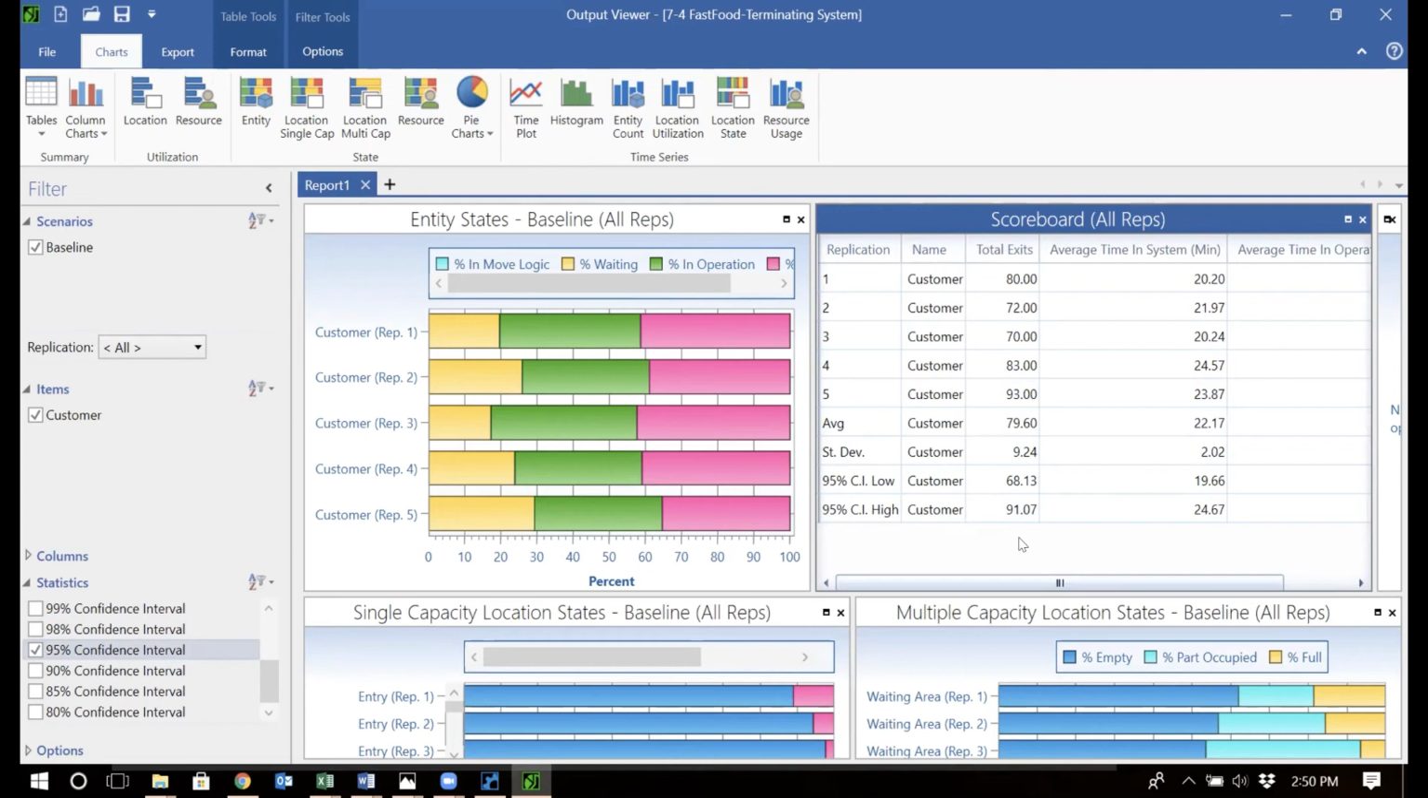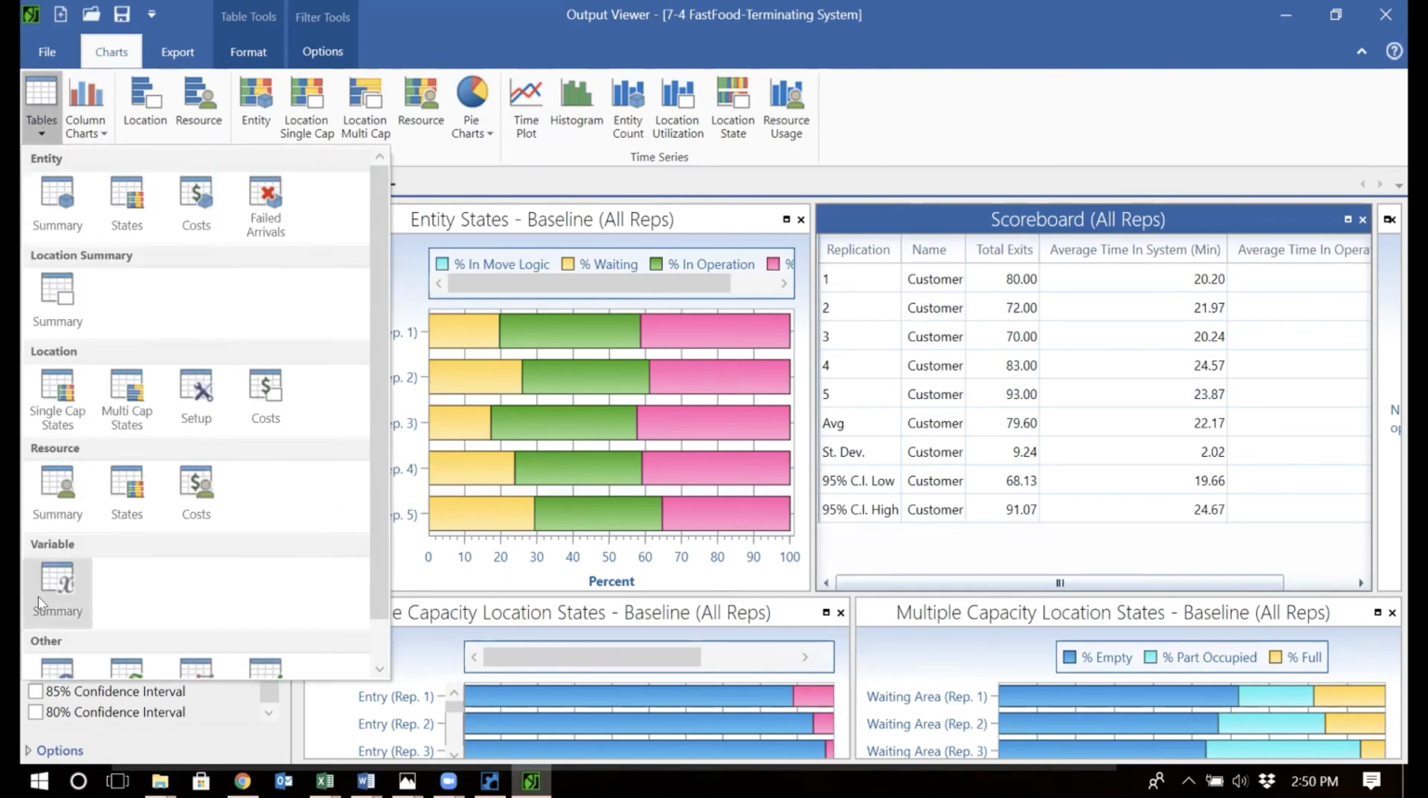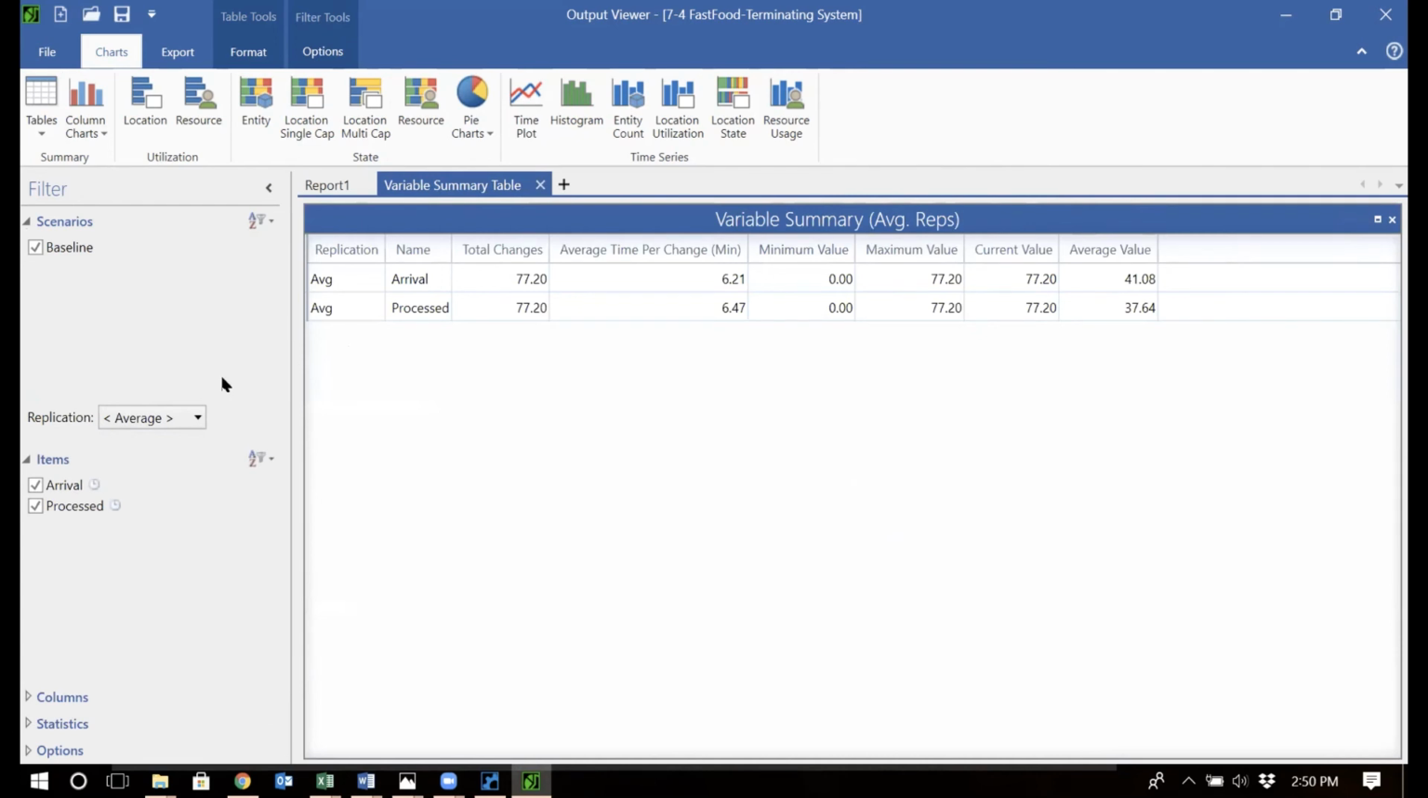Now, let's assume I want to look at number of customers that have been processed in a day. Still, we want to answer that question that your manager asked. How many customers were processed in this restaurant in a day? This is total exit. This is not what I want. I want to look at number of customers that were processed. So I have to go to the variable. Right here, I'm going to also look at processed variable.